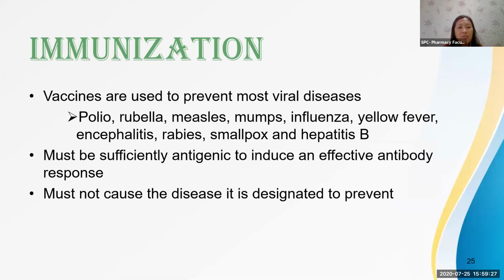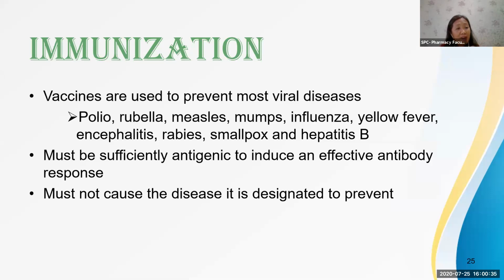Now, in order to be effective, they must be sufficiently antigenic to induce an effective antibody response. So what is given to the patient is attenuated or killed, not the active virus, or sometimes just part of the viral particle. Just enough to create an antibody response, because the idea of immunization is that you introduce the body to the disease so that the body will create the specific antibody for that disease. So that when the real disease comes in, you already have your antibodies to fight the infection. What we give is just a stimulus so that the body will create antibody.